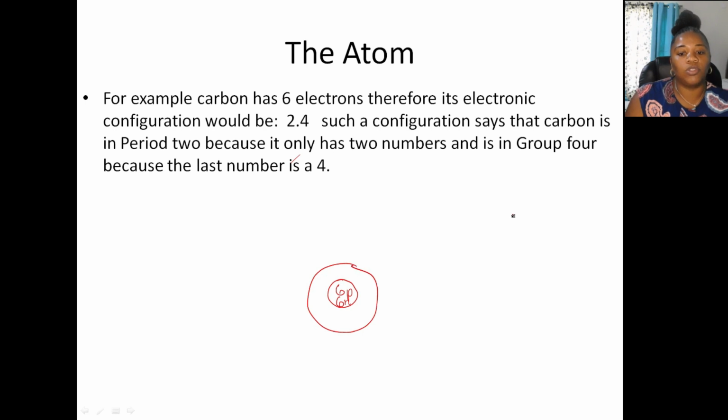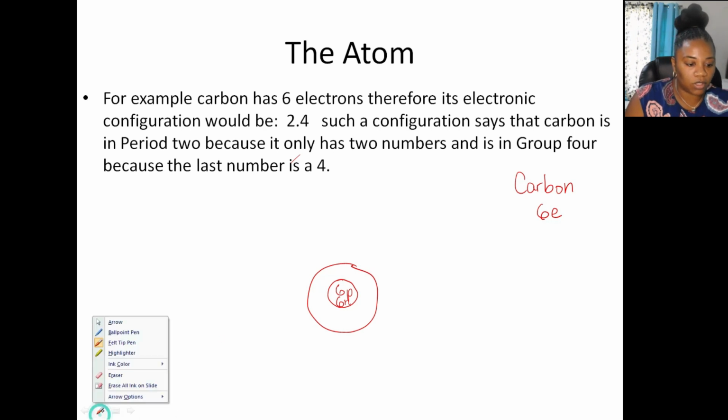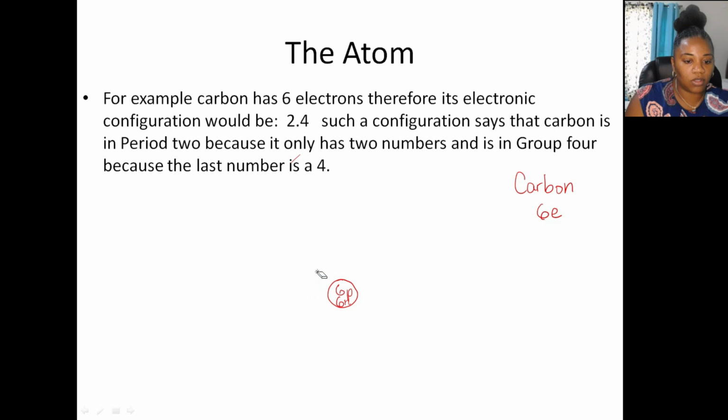So what we want to do, we know that carbon has 6 electrons, right? We know the first shell, which is this one. Let me use another color for the first shell. We know the first shell. Can I get another color?